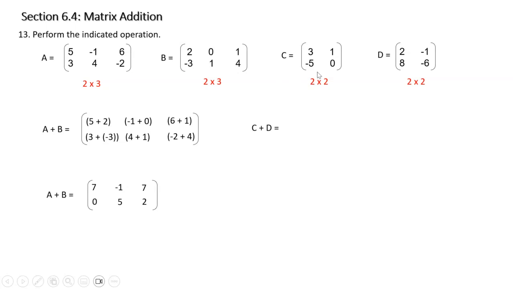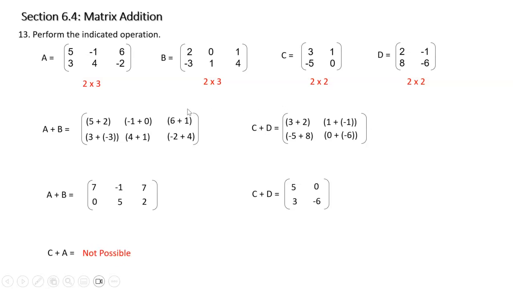Can we add C plus D? Then C, 2 by 2, D, 2 by 2. Yes, we can add them because they're the same size. This is going to be 3 plus 2, 1 plus negative 1, negative 5 plus 8, and 0 plus negative 6. And here's my result. Going to give us 5, 0, 3, negative 6. That's matrix C plus matrix D. Can we add C plus A? C is a 2 by 2. A is a 2 by 3, so these are not the same size, so it's not possible to add them.